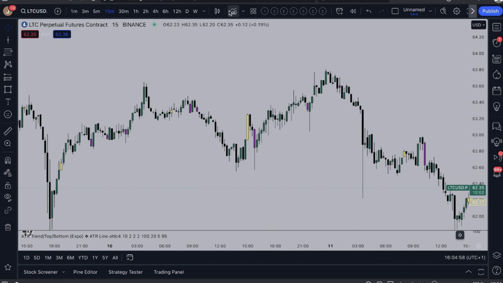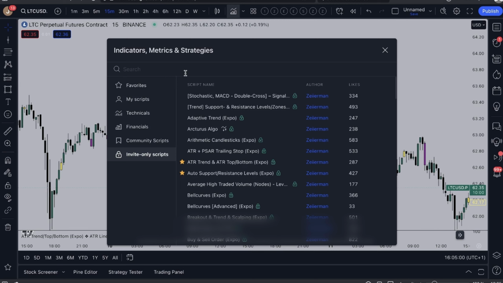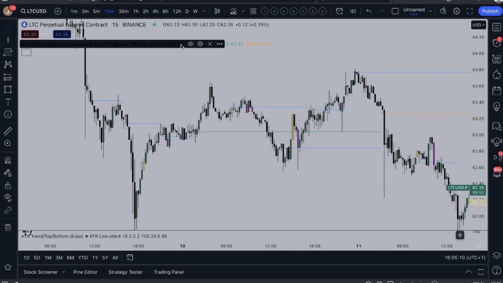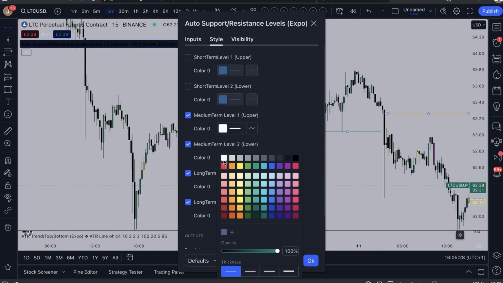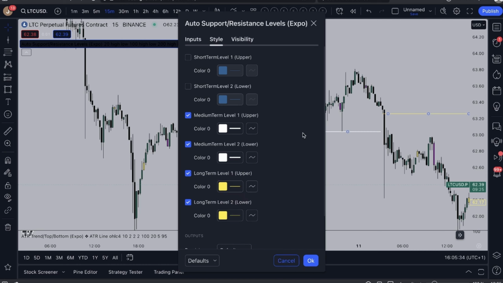We do that by enabling the second indicator, which is the auto support and resistance. Once you click on that, go to the settings and adjust some things. What I'm going to do is disable the short-term level 1 and the short-term level 2 and leave the medium term and the long term because I only want the strong support and resistance. Now I want to change the colors to make it more visible on my charts.